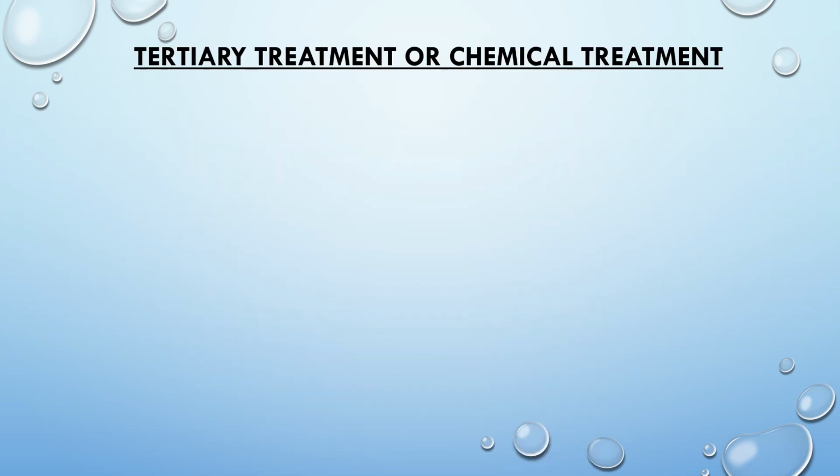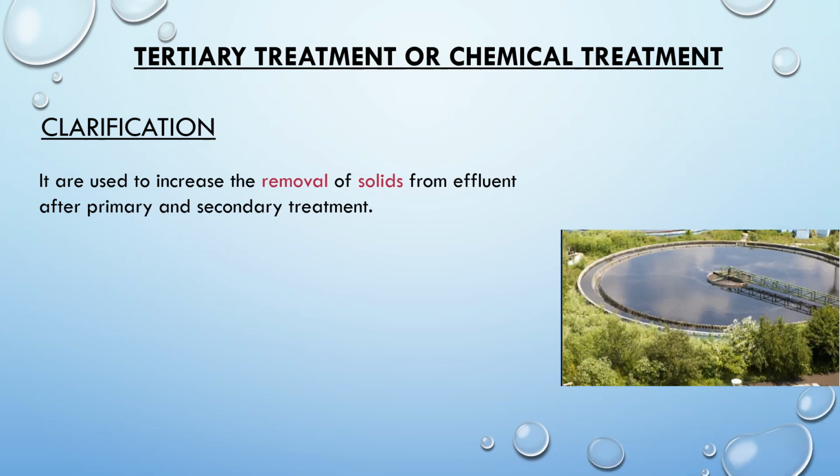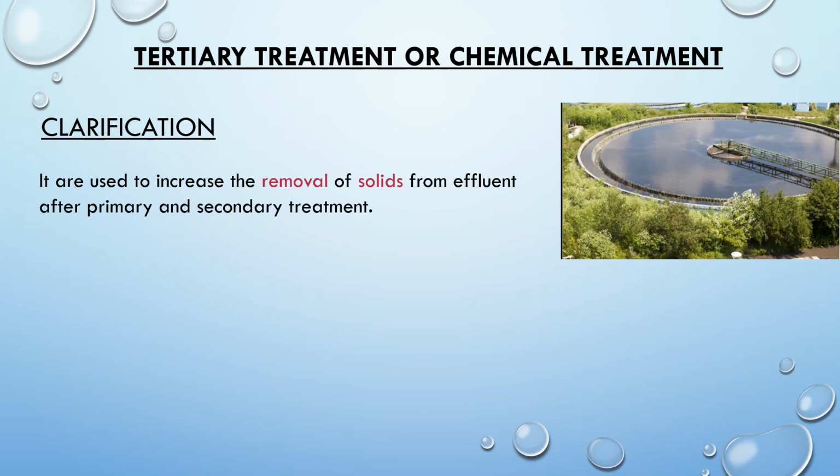Now the tertiary system or the tertiary process starts. We can say a tertiary process or chemical process. Clarification or final clarification. It is used to increase the removal of solids from effluent after primary and secondary treatments.